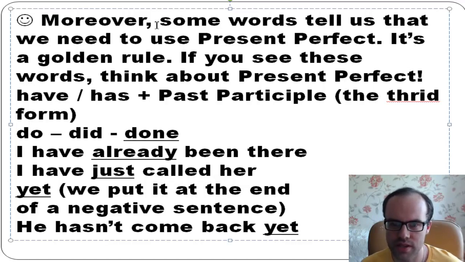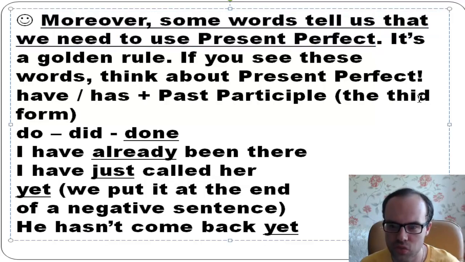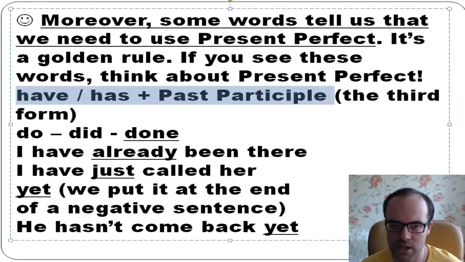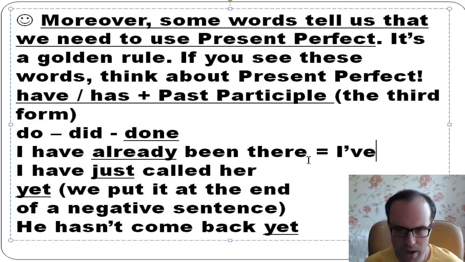Moreover, some words tell us that we need to use present perfect, so it's very important. It's a golden rule. So if you see these words, think about present perfect. We form it this way: have, has plus past participle, or the third form. Do, did, done. Done is the past participle. Some examples: I have already been there. I have just called her. Or you know that we often use a short form and we say I've. I've already been there. I have just called her, or I've just called her.